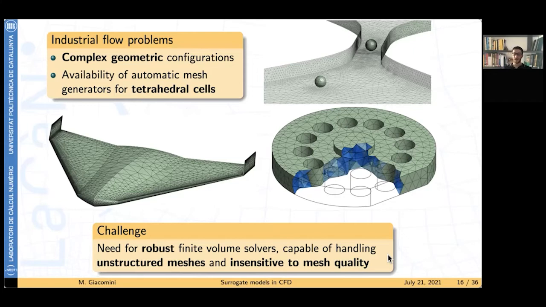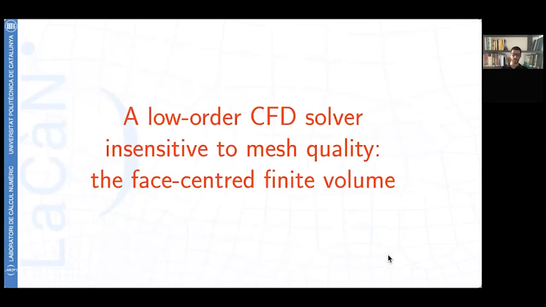So the drawback that we identified was the necessity to develop a new robust finite volume solver, which is capable of handling unstructured meshes and, moreover, is insensitive to mesh quality. We would like to be able to run our simulation on meshes like these ones. For this reason, I'm going to briefly talk about the low-order CFD solver insensitive to mesh quality that we introduced, which is the face-centered finite volume paradigm.